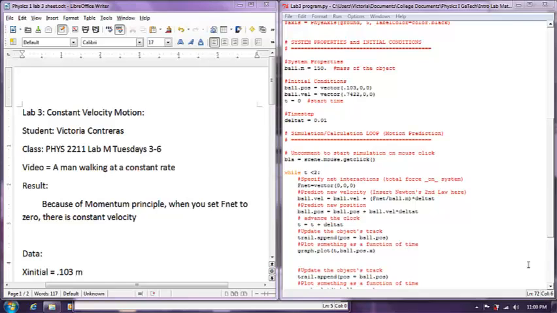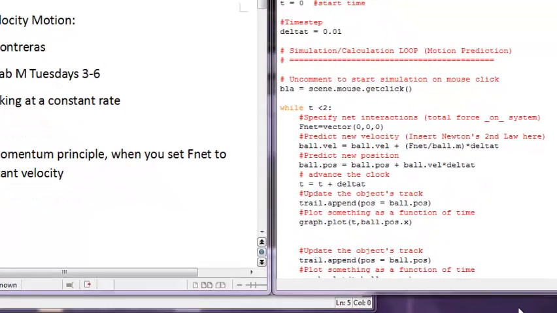My observation video was of a man walking at a constant rate, and then I also used a model in order to predict his final position. The result of both of these tactics was that because of the momentum principle, whenever you have F net equals zero, your forces equal 0, you're going to have a constant velocity. So this is the observation I made with the video.